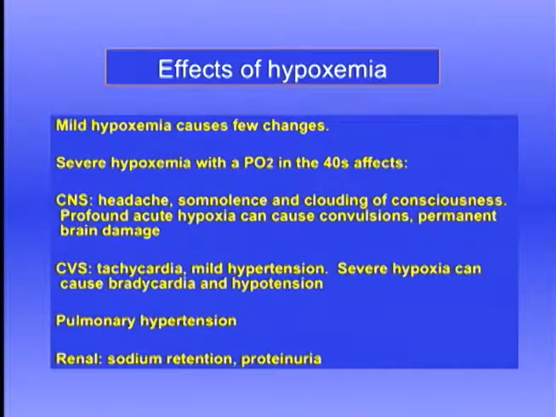If the hypoxemia is associated with a low alveolar PO2, which it very often is, then you may get hypoxic pulmonary vasoconstriction with pulmonary hypertension, so the lungs are affected. In the renal system, you get sodium retention and proteinuria with severe hypoxia. So those are the effects of hypoxemia.